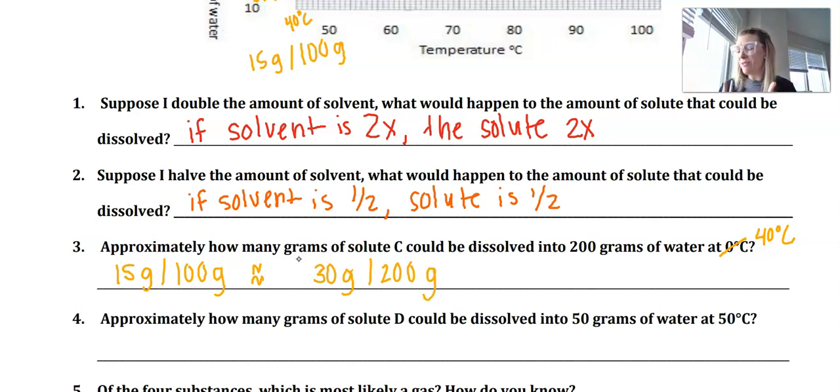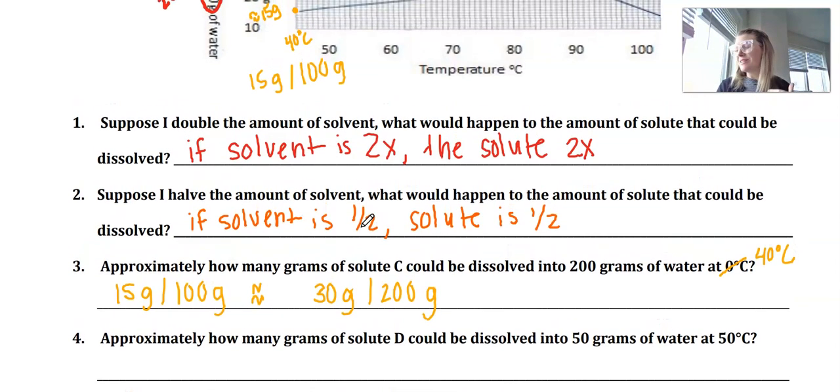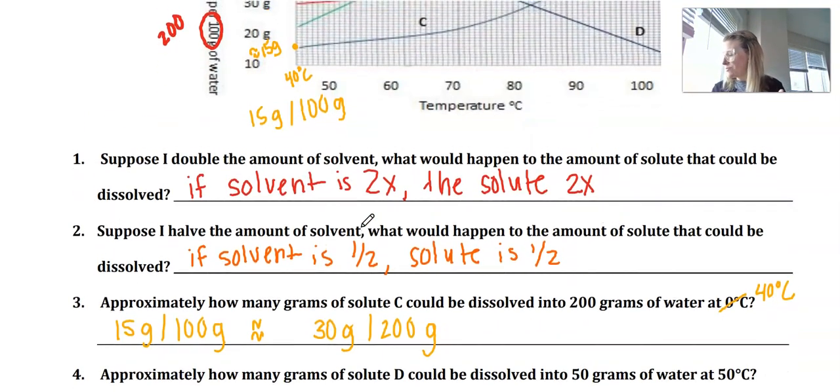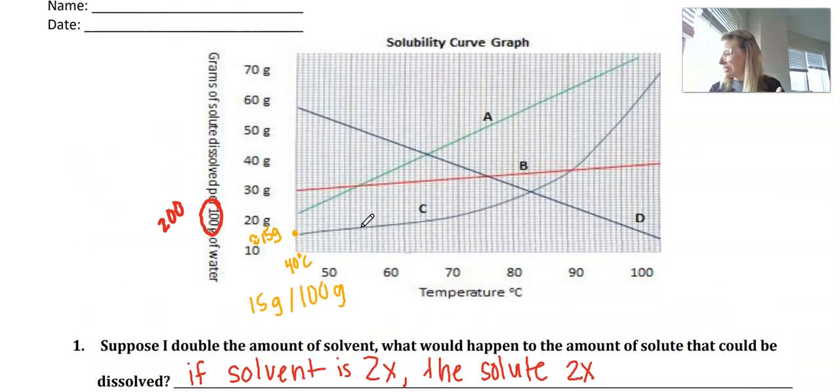All right, why don't you try pausing the video and answering this next question before we go over it? Approximately how many grams of solute D can be dissolved into 50 grams of water at 50 degrees? Go ahead and pause and try this, and then we'll go over it together. All right, welcome back. Hopefully you paused. If you didn't, that's okay. Approximately how many grams of solute could be dissolved into 50 grams of water at 50 degrees? And we're looking again at solute D, 50 degrees Celsius.